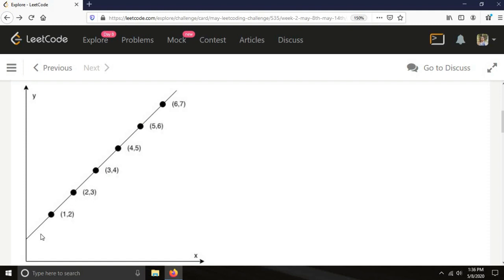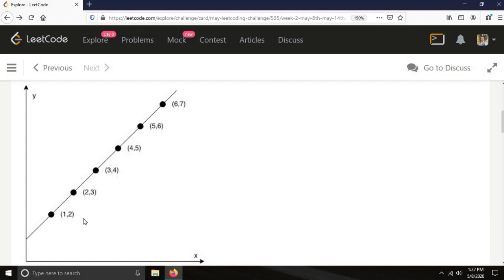Whichever 2 points we take, any 2 points among all these points, and calculate the slope using them, the slope will be the same. Calculate the slope using this and this: 4 minus 2 equals 2 and 3 minus 1 equals 2, so 2 divided by 2 equals 1. Similarly, 5 minus 2 equals 3 and 4 minus 1 equals 3, and 3 divided by 3 equals 1. So the slope is constant.